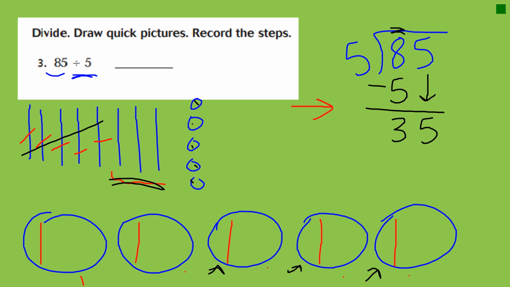How many are in a group? 1. There's 1 set of 10 in each group. Okay, so we have 35 left to divide. And we're going to break apart these 3 10s into 1s.